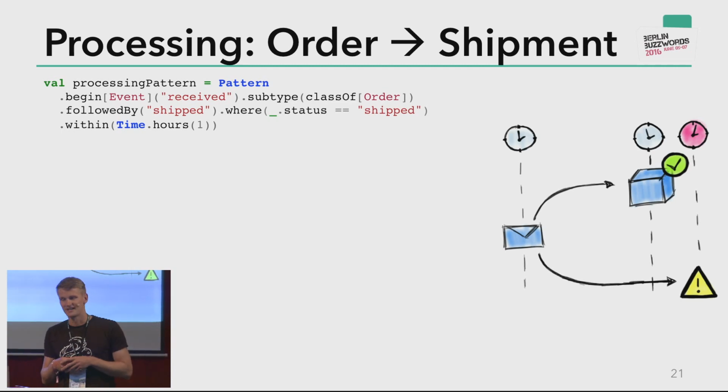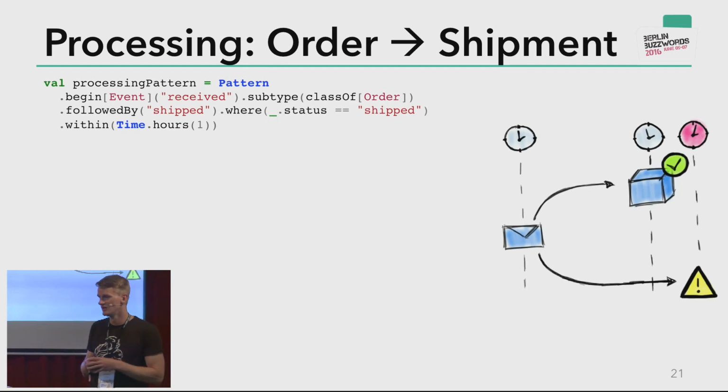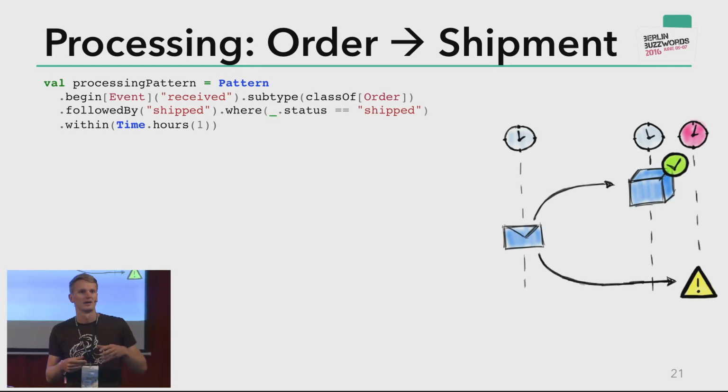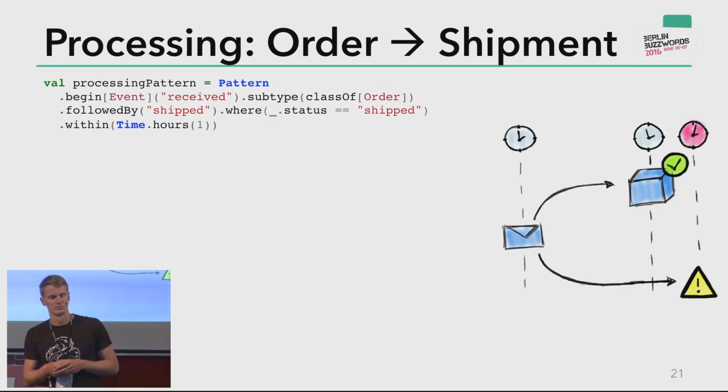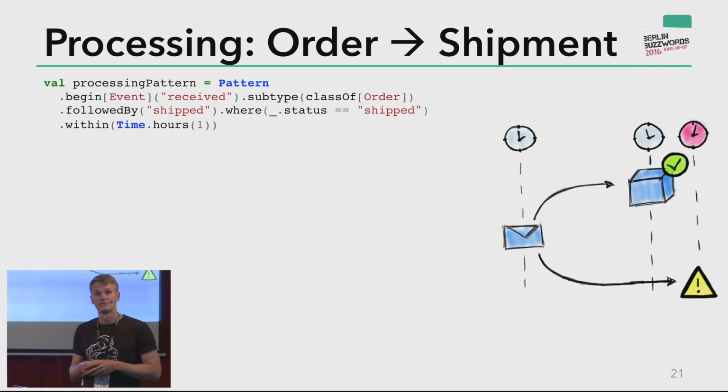Next, we say that the order event has to be followed by an event called shipped. Here, this event must be a shipment event, otherwise it wouldn't be a valid pattern. So we could have specified again a subtype constraint. But to show you that you can also specify more complex conditions, I used the where clause, where I check that the status of the event equals shipped, which is the case for all shipment events. Additionally, we define a time interval for a valid pattern. So we say that the pattern must occur within 1 hour, otherwise it times out.